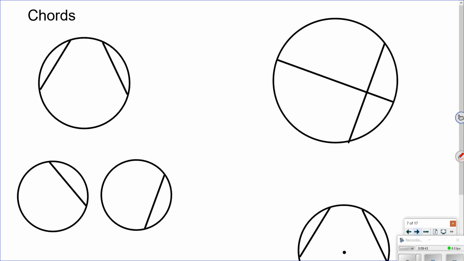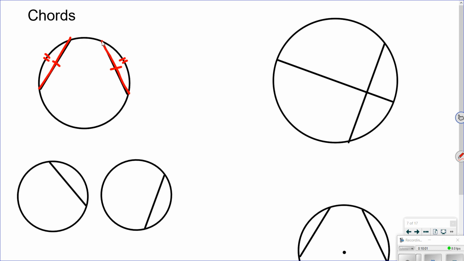Now, chords. Here's all the theorems on chords. So we had three main ones. The first one is, if you have a circle like this one, and I have these two chords, there's one, there's the other. If the chords are congruent, that means the arcs are congruent. So if the chords are congruent, then the arcs are congruent.